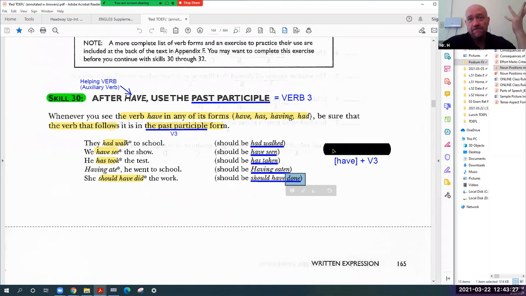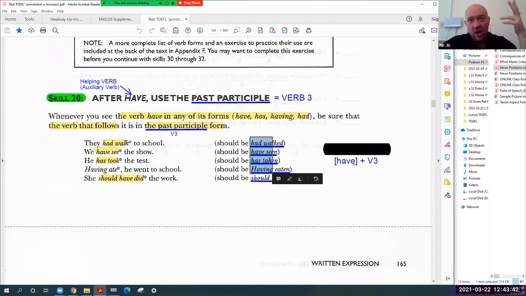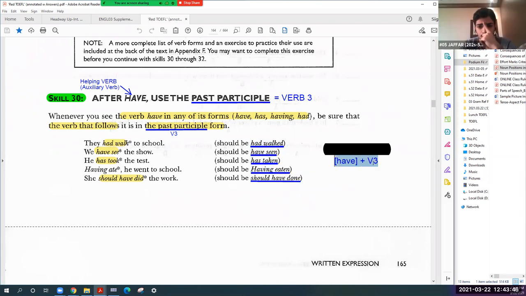So, gentlemen, look at all of these examples. What do you see? Do you see in all of the examples? What do you see in all of them? You see auxiliary and verb 3. The auxiliary in all of them is have plus verb 3 in all of these.